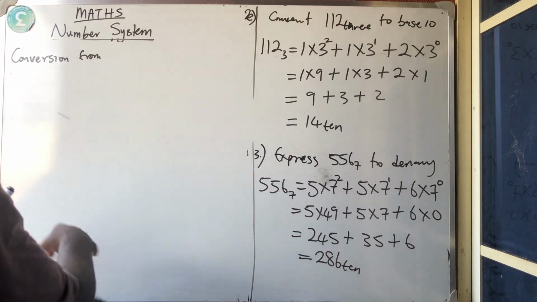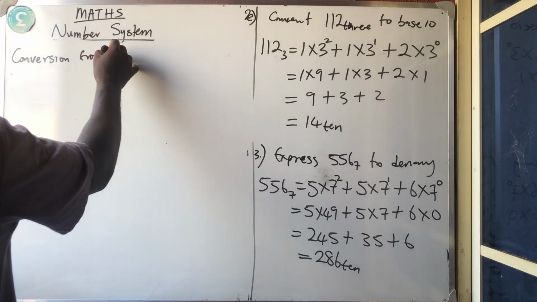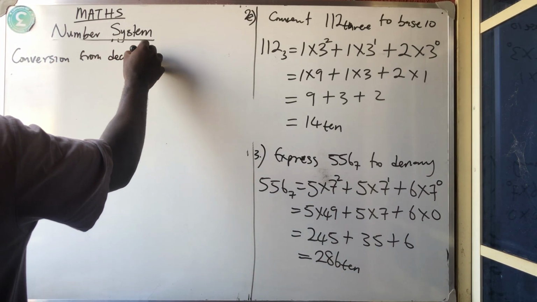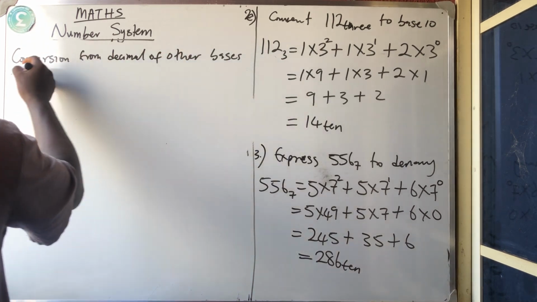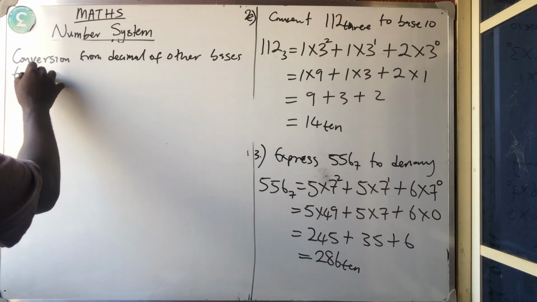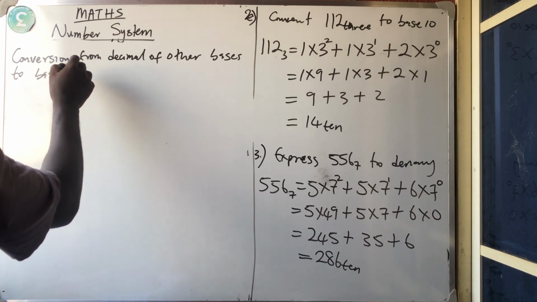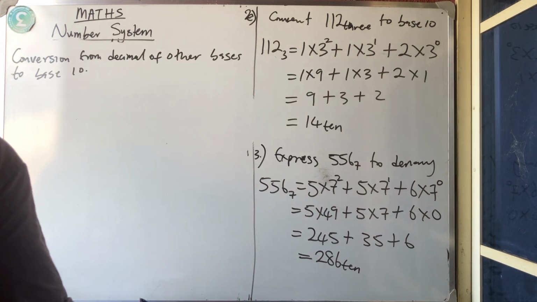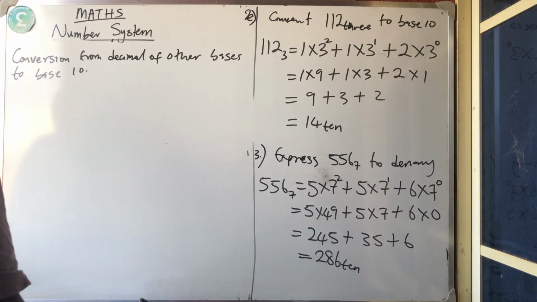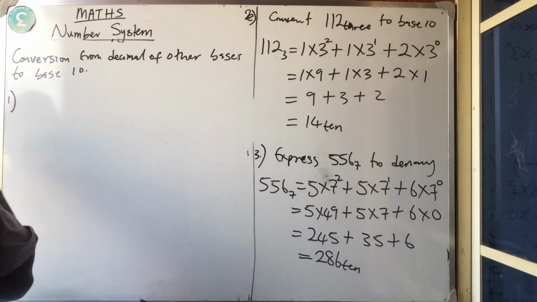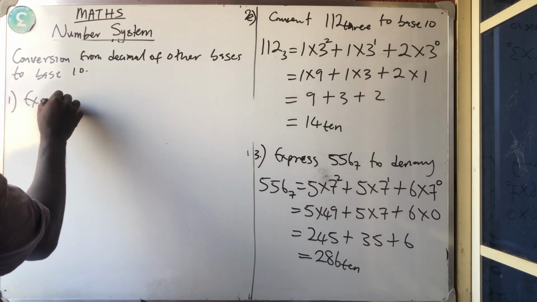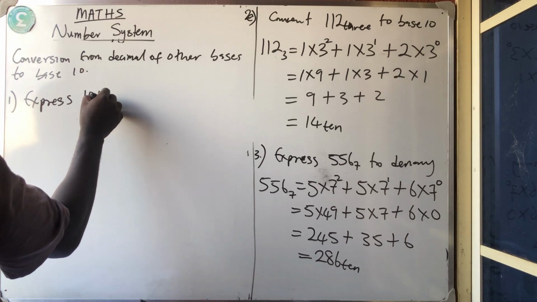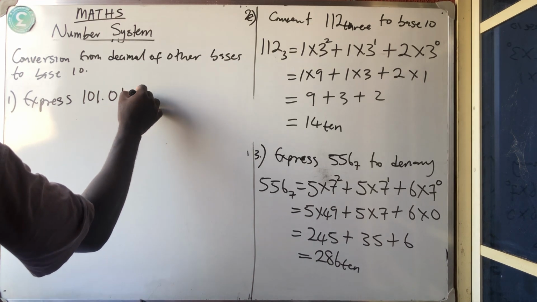So, conversion from decimals of other bases to base 10. What will help us here is indices. Indices is what is going to help us here. Let us go, you will understand it. The first example says we should express 101.01 base 2 to denary.